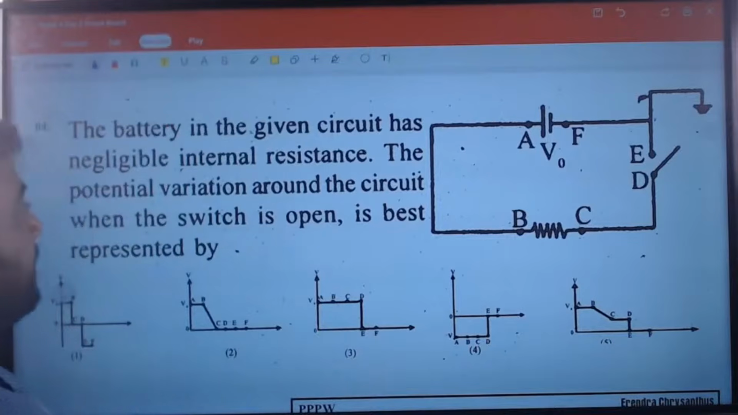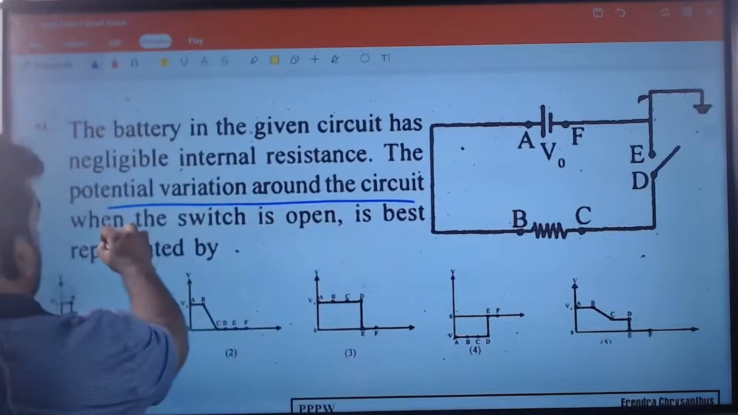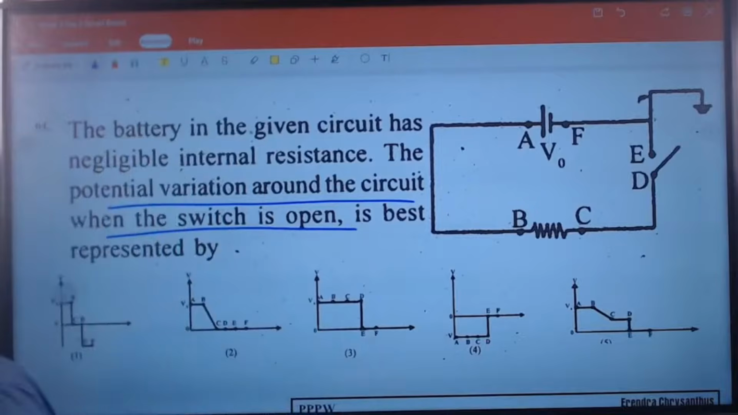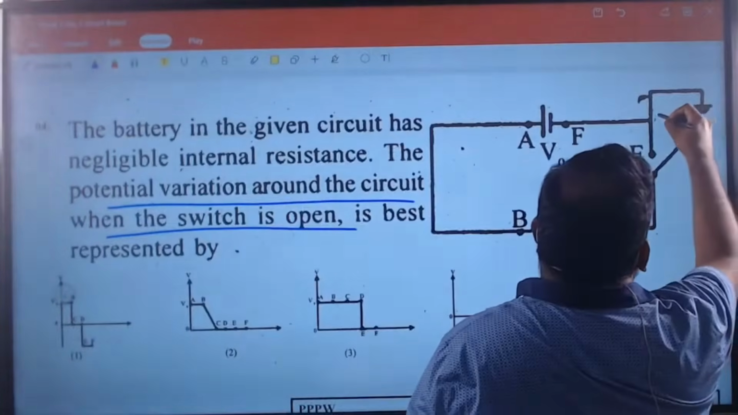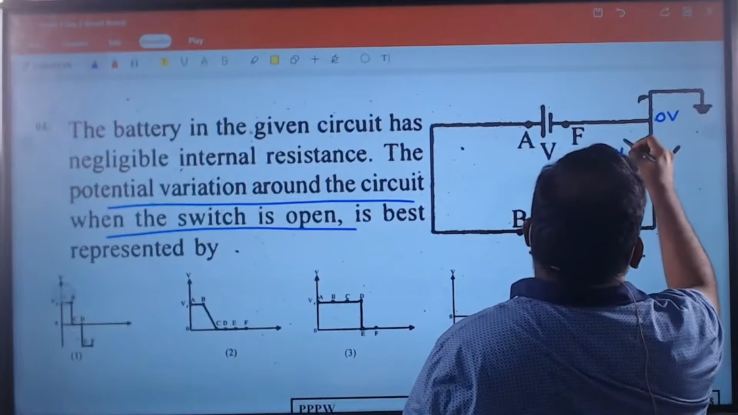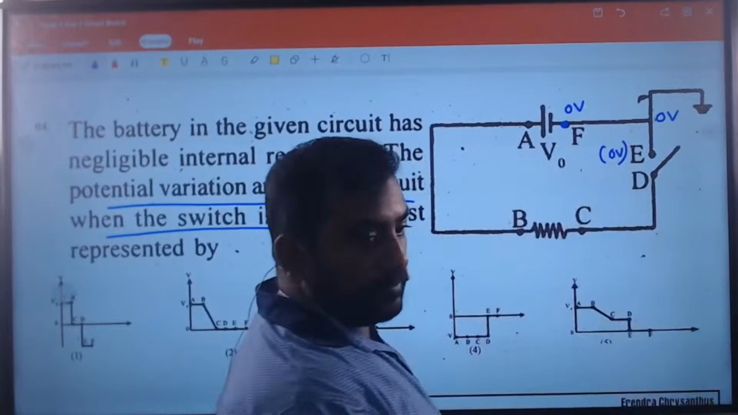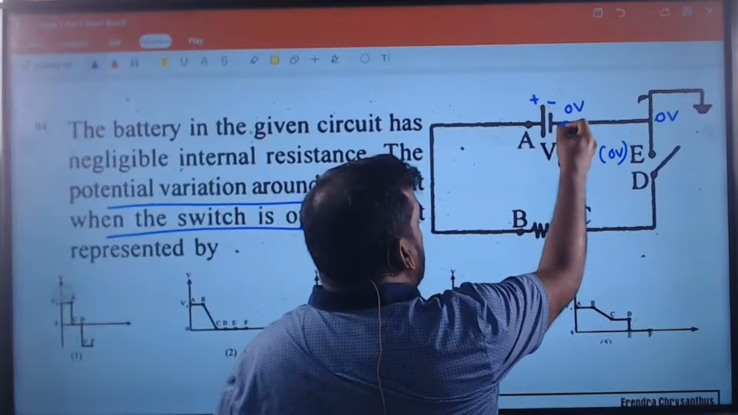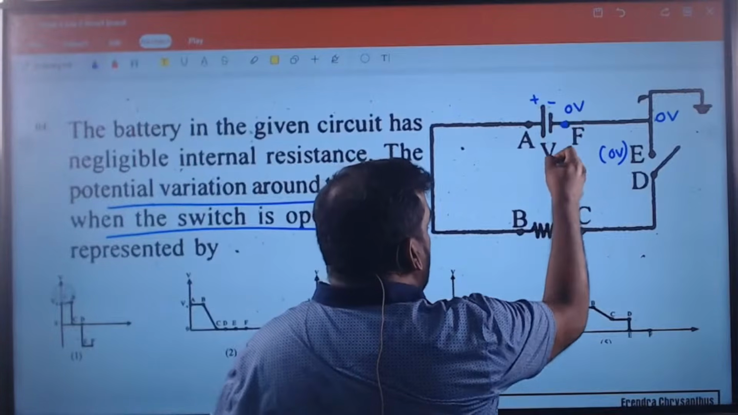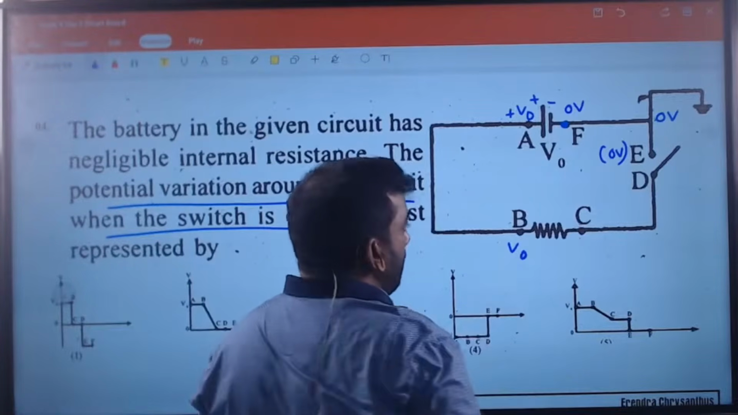The battery in a given circuit has negligible internal resistance. The potential variation around the circuit when the switch S is open is best represented by which graph? Switch is open means here grounded, here 0 volt, here 0 volt. Don't forget these are non-resistant, 0 volt. If that is 0 volt, here plus or minus higher. Higher potential means 0 plus V0. Here V0, up to here V0.